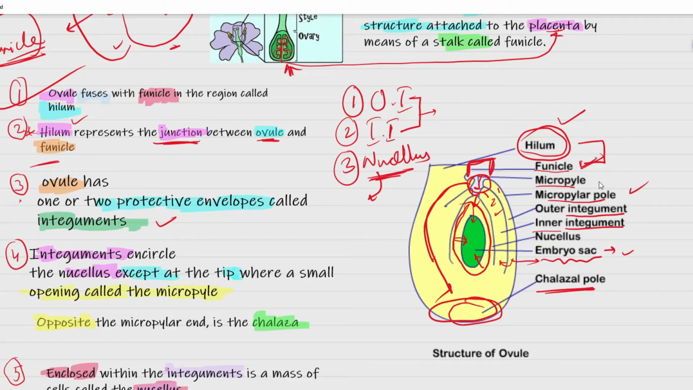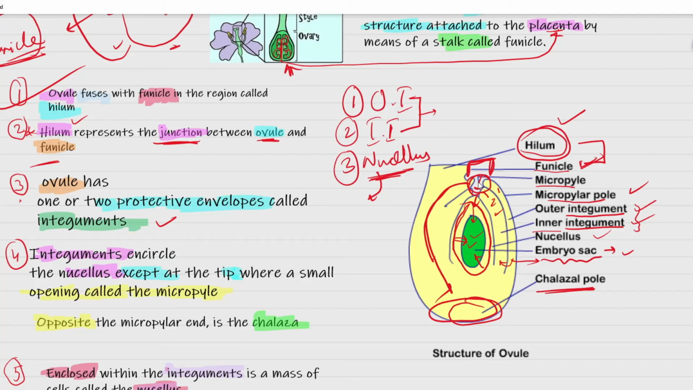Then we understood the integuments. Integuments are the layers which provide protection to the embryo. The outermost layer is called the outer integument and the innermost layer is called the inner integument. Inner to the integuments there is the nucellus. The nucellus consists of reserved food, so it provides nutrition to the embryo sac.